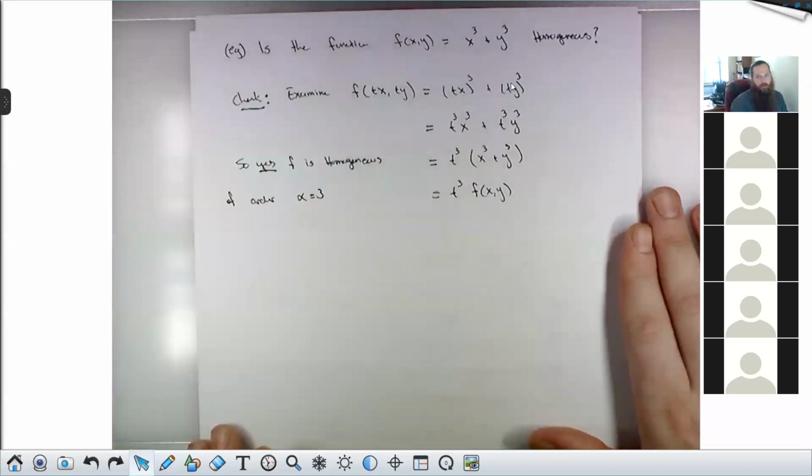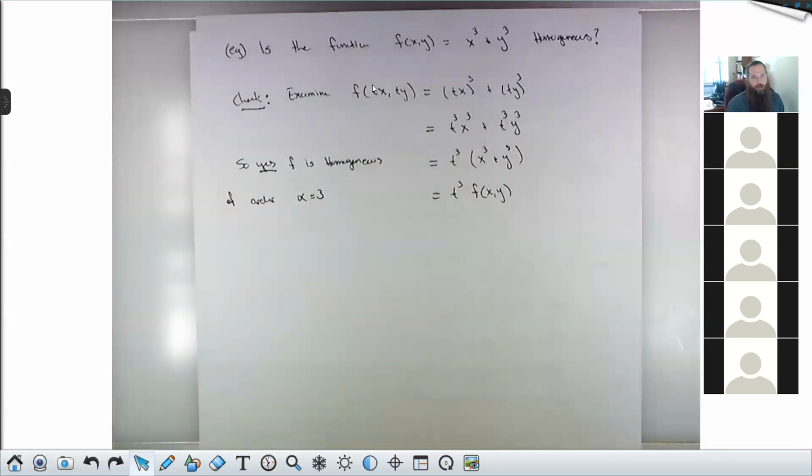Right, alpha here is 3, because when I swap tx and ty in for x and y, I'm able to bring out a factor of t cubed, and then what's left over is the original function f of x,y. Are there any questions about what I did here?